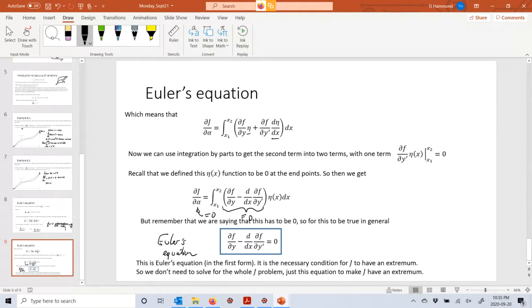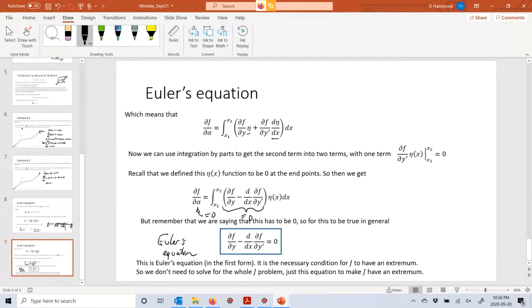The thing that's nice about this is that although we had this functional J and we didn't know what this complicated function was, it turns out we never need to know what that is, because we know that everything inside the integral has to be equal to 0, and so we can just set all that equal to 0. And so this is Euler's equation in the first form. It's the necessary condition for J to have an extremum. And that was what we posited at the beginning: we wanted this functional to have some extremum, or the derivative of this functional with respect to this parameter alpha to be equal to 0.